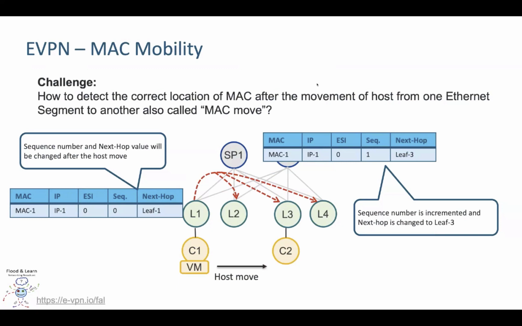So basically, in the route type 2, there is a field which is the sequence number, and when the sequence number is higher, everyone will automatically override this information. So basically, everyone will immediately know that right now this MAC address is not available behind L1, but is behind L3.